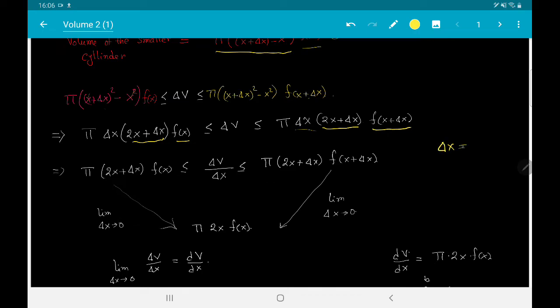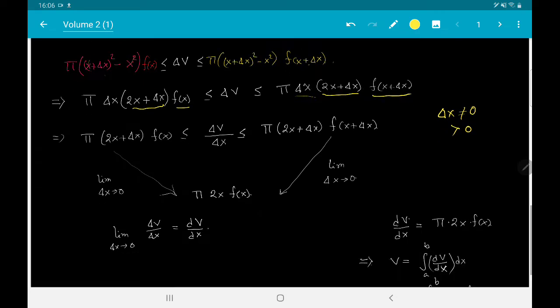Assume that delta x is not equal to 0, that is, delta x is greater than 0, because this is the length of our interval on the x-axis that we have just taken. So we divide the whole inequality by delta x, and now we take the limit of those three things as delta x tends to 0. The size of the interval tends to 0.